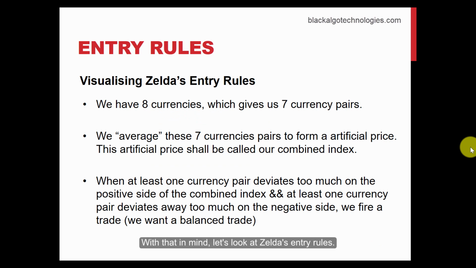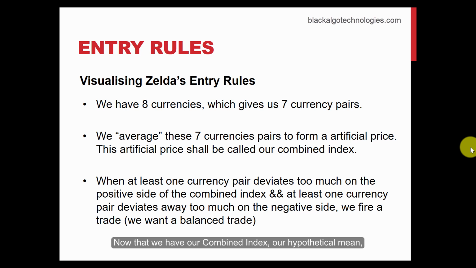With that in mind, let's look at Zelda's entry rules. We have 8 currencies, which give us 7 currency pairs. We need to find this mean, this average level where the currencies should converge around. To do that, we shall so-called average the prices of these 7 currencies to form an artificial price. And this price will be known as our combined index. And when I say average in double quotes, I don't actually mean we add all of them up and divide by 7. There's a method to do it, and we will show you that later.